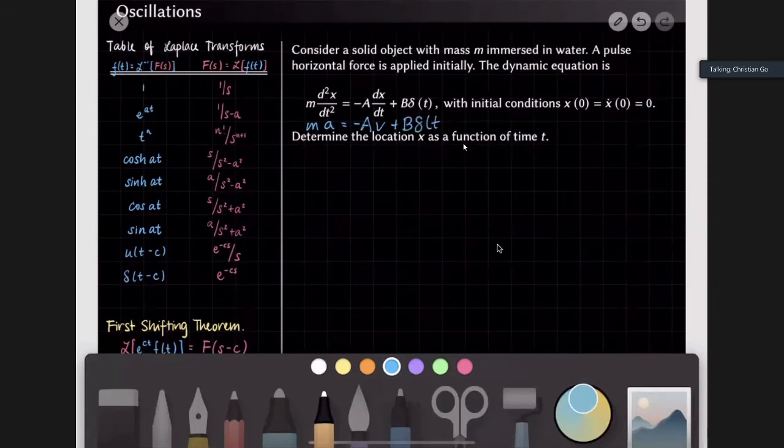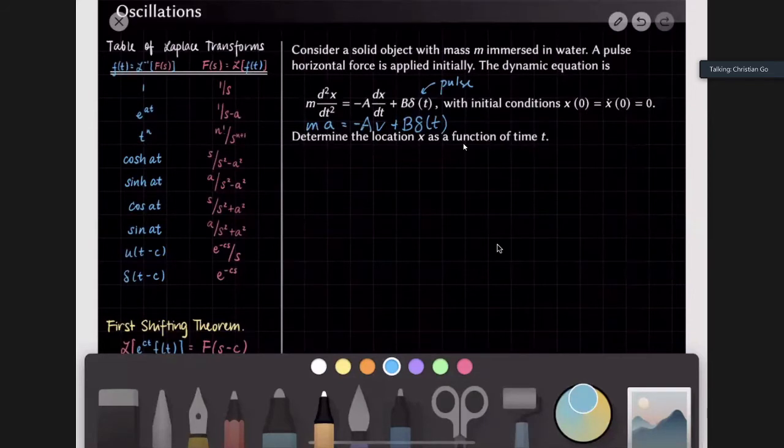B is a constant, but what does delta t tell me? Whatever the constant B is, it is just applied at time zero. So this corresponds to your pulse. Okay, an instantaneous pulse at time zero. So hopefully later when we see instances where we want to model a sudden phenomenon, we can use the Dirac delta to do that for us. Okay, so I just want to determine the location x as a function of time t. That just means I want to solve the differential equation for the function x of t.